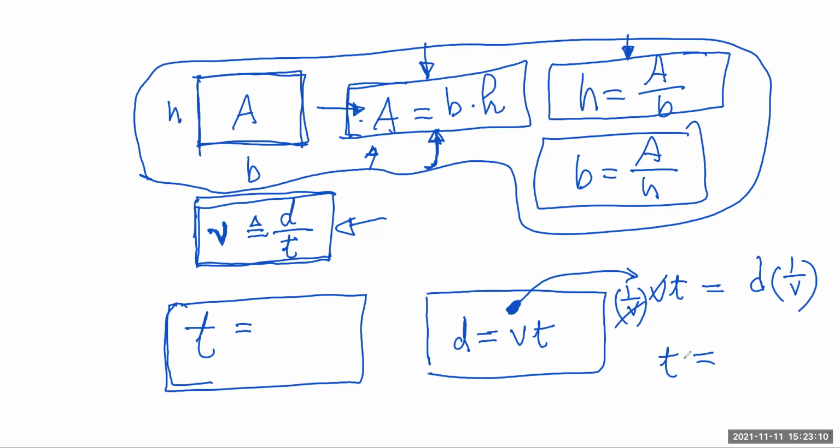Okay, so we have t on this side. How about on the right hand side? d times 1 over v, that's just d over v, right? Yep. So therefore, our formula for finding the time is distance over the speed.